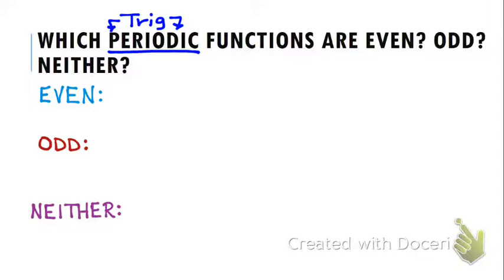Which ones of our 6 trig functions are even? Cosine. And if cosine is even, what else would have to be even? Secant. Cosine and secant are even. This means that they have what type of symmetry? Y-axis symmetry.